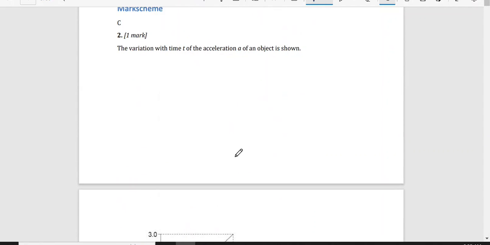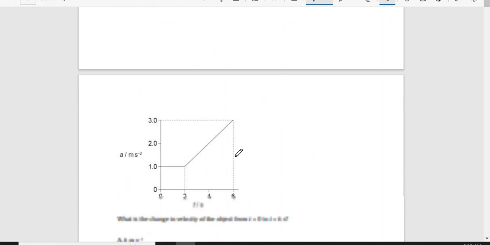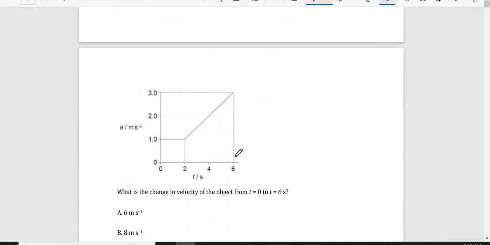Question 2: the variation with time of the acceleration of an object is shown. What is the change in the velocity of the object? When you are given acceleration versus time and they ask you about the velocity, you need to find the area under the graph.